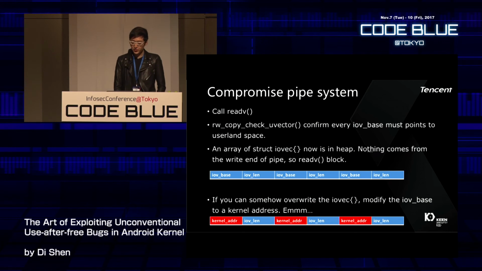So if you can overwrite the iovec by triggering this use-after-free bug, the iov_base may be overwritten with a kernel address. In this case, it will be the address of the deallocated perf_event A plus 20. You can see the kernel address in the red box is overwritten. So now the user buffer does not point to user land. It's modified and points to a kernel address. In this way, you got a chance to write to a kernel address.